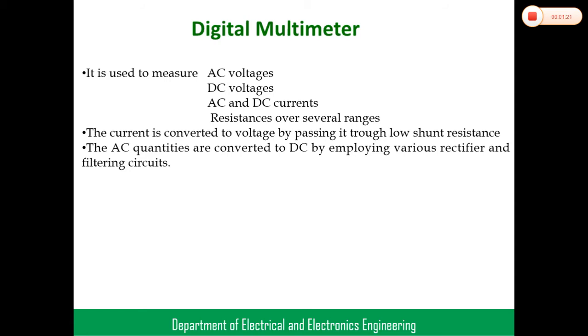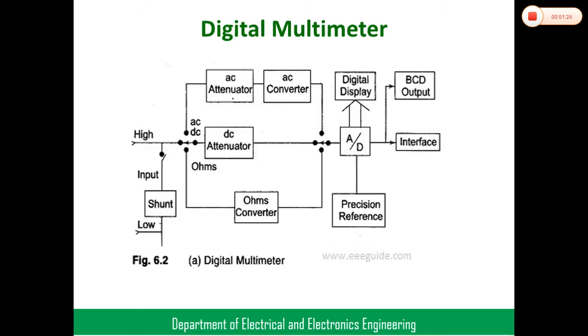This is the basic circuit diagram for a digital multimeter. Here is the AC path, the DC path, and this is ohms. AC values can be measured in this path, DC values in this path, and ohms, that is resistance, can be measured in this path. Here the current is converted into voltage by passing it through a low resistance connected in shunt, that is a low shunt resistance.